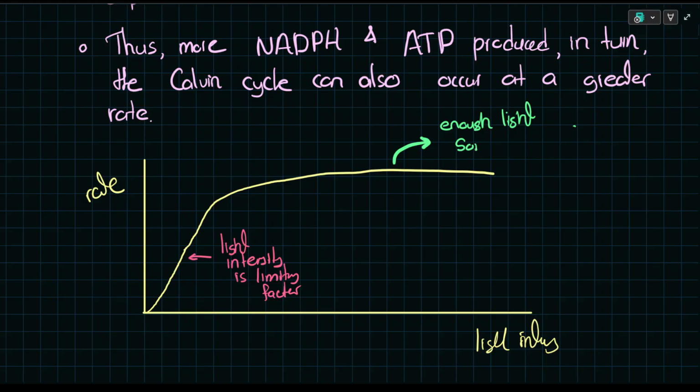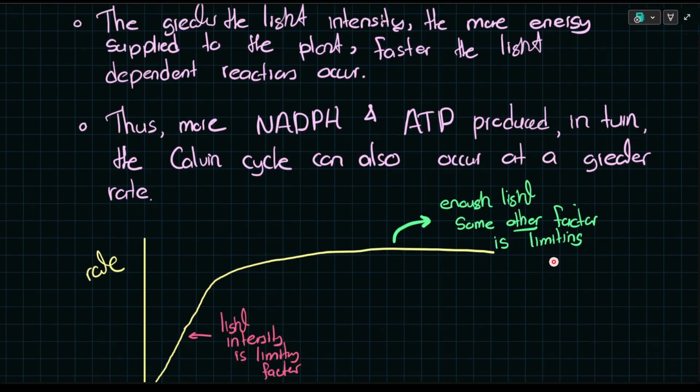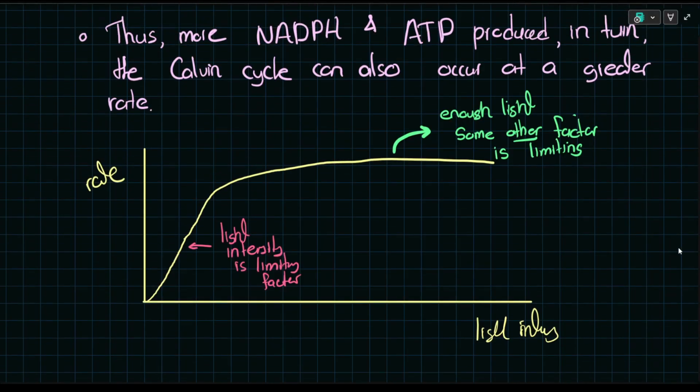So what happens? Some other factor, whatever it is, some other factor becomes limiting. That's what happens. What are the possibilities of some other factors? Now we only have 3 factors. Now let's see. So light intensity is not limiting at that point. What can possibly be limiting? It's either CO2 or temperature. Those are the other factors that might be limiting. So CO2 or temperature. Simple. CO2 or temperature.